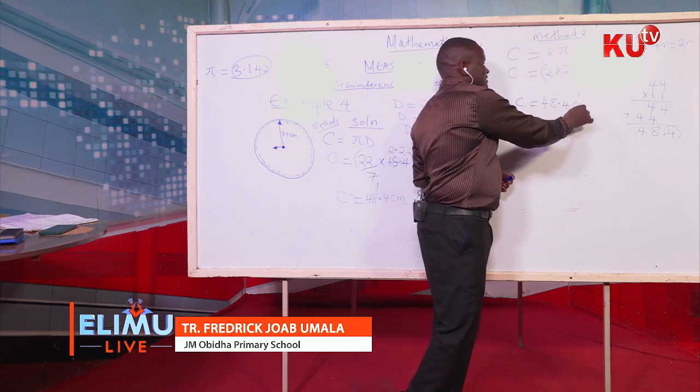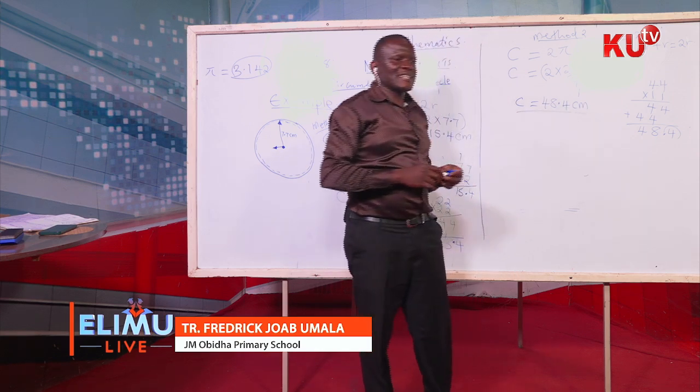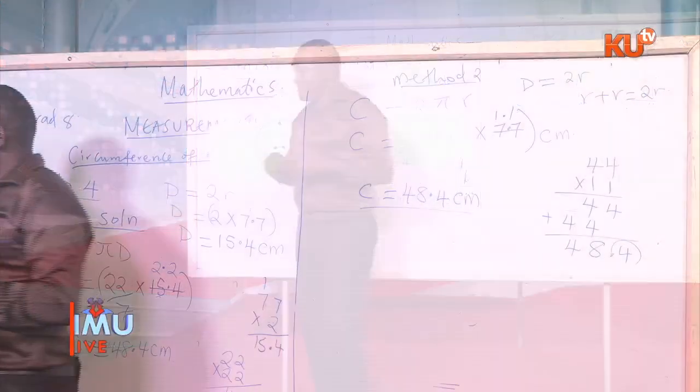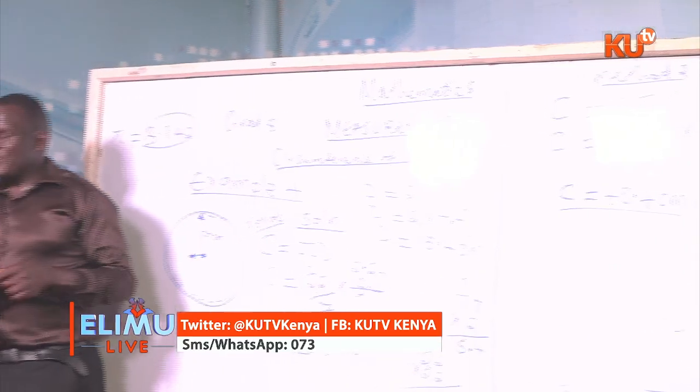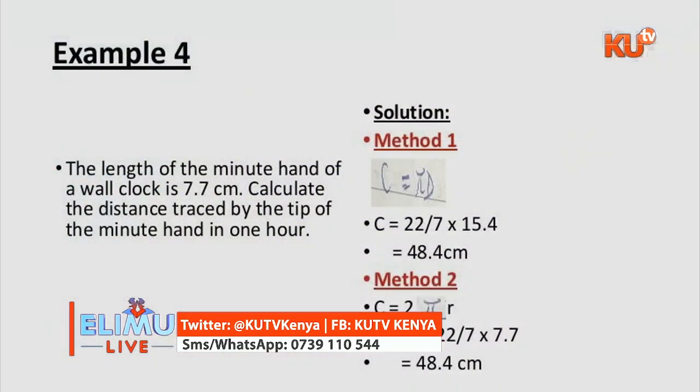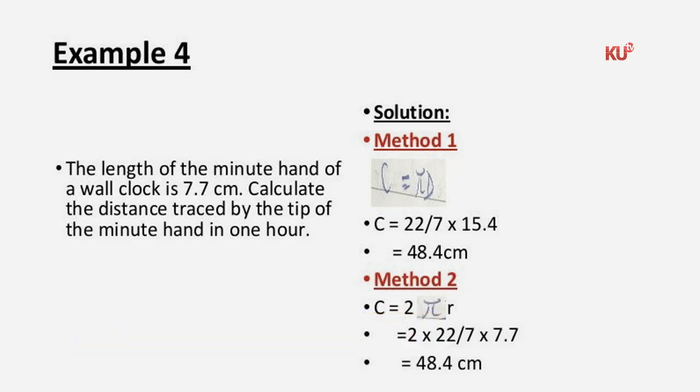48.4 centimeters as the circumference of the path or the distance that was traced by the minute hand. 48.4 is the distance that was traced by the minute hand. So as you can all see, the method 1 gave us 48.4, and our method 2 also gave us 48.4 centimeters as the circumference.